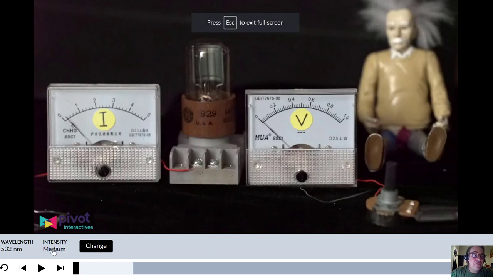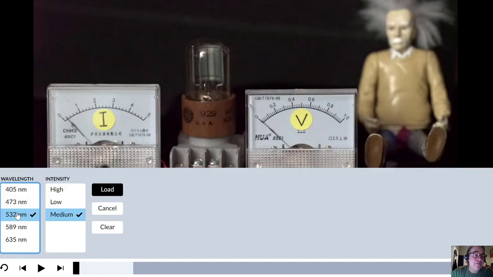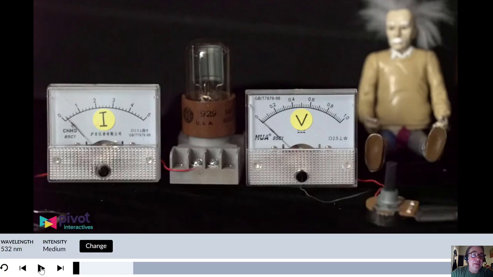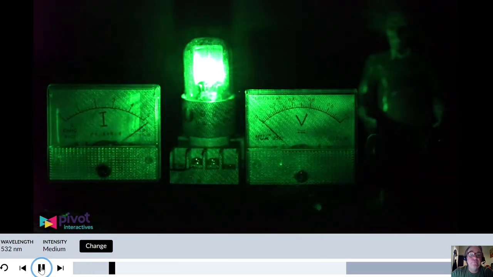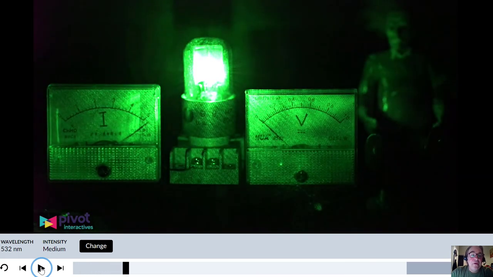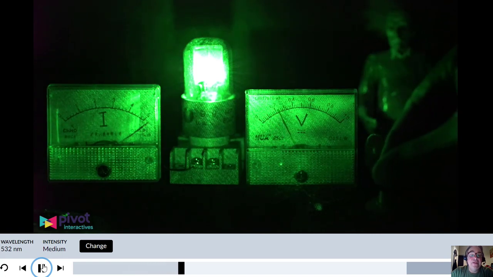Okay, so we'll just leave this at medium intensity. Here's the wavelength. There's 5 different ones actually. We'll just leave it at 532, and I'll just put load. I think it's already loaded. Okay, and let's see what happens. Okay, good. So you see a whole bunch of current flowing because there is no stopping potential. This is the stopping potential. Now, as the stopping potential is increasing, we should see the current drop off. Okay, stopping potential 0.4 volts.